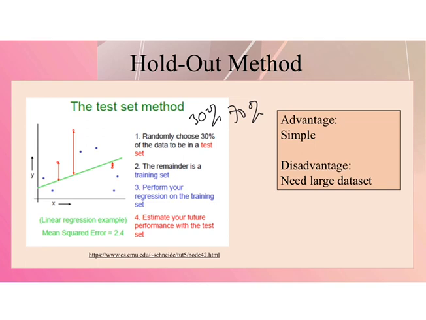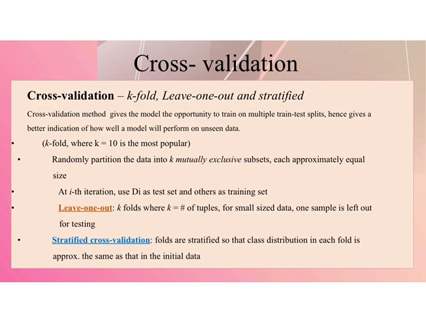Advantage dia simple. Disadvantage ialah dia perlukan large data set in order to make sure all the samples cover all types of data. So kalau ada 3 kelas label altogether, kalau nak ambil secara random macam ni, we need a very large sample to make sure the sample that we randomly chosen covers all the types of label. Okay. So the second type is cross validation.